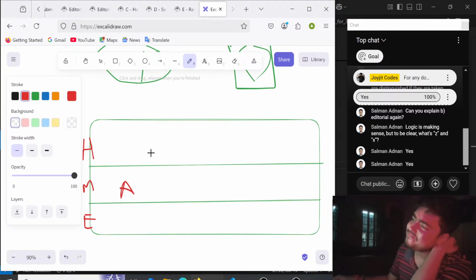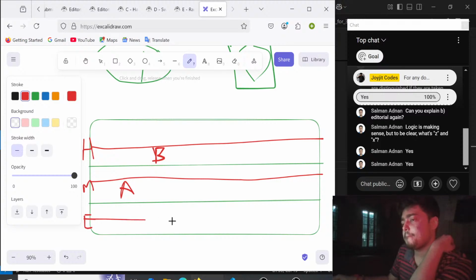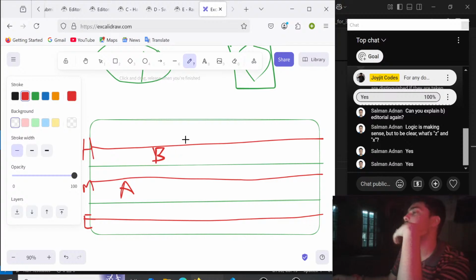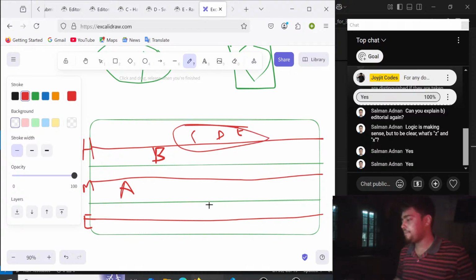B will be at the lower level of hard. And C and D over here, I don't know what these problems were about. I haven't attempted them at all. But yeah, that's it. So is everything clear for you guys?